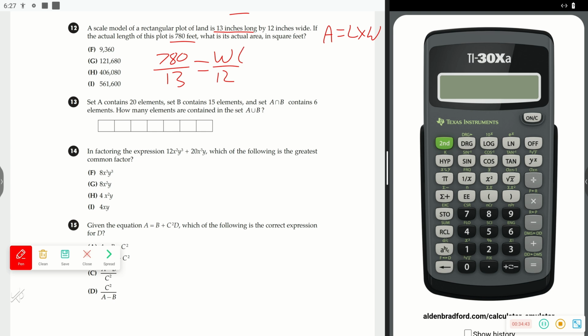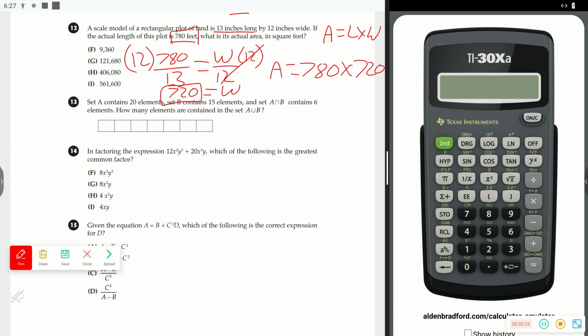So to do this, we have to multiply both sides by 12 because we're trying to get w by itself. 12 times 12 goes to 1. 1 times w is just w. So our width, in our calculator, I would type 780 divided by 13 and then multiplied by 12. And it looks like our width is 720. I would enter it into the calculator, but I don't want it to clear all of the writing. So now we know that the length is 780 and the width is 720. So all we have to do is area equals 780 times 720.